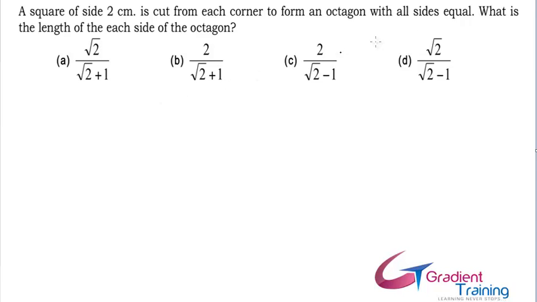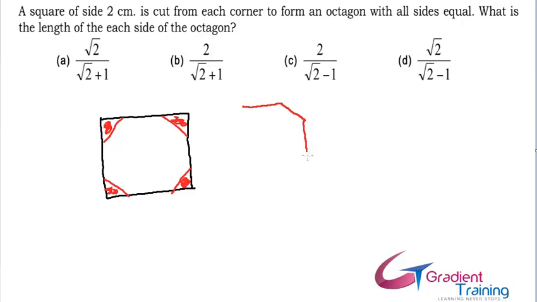So if you try and make such an octagon, you'll have to cut 4 triangles from 4 corners of the square. So maybe you'll have to cut it like this, like this and this, and you'll have to remove all these parts. Once you remove all these parts, you have a regular octagon with you, and this octagon's length is what you have to determine. The length of each side of the octagon is what you have to determine.